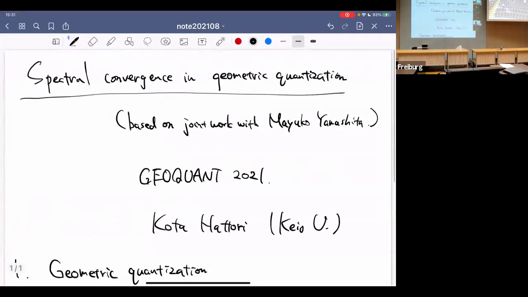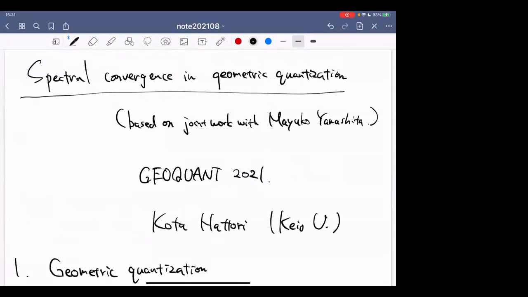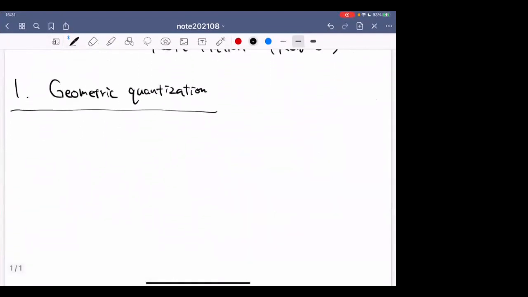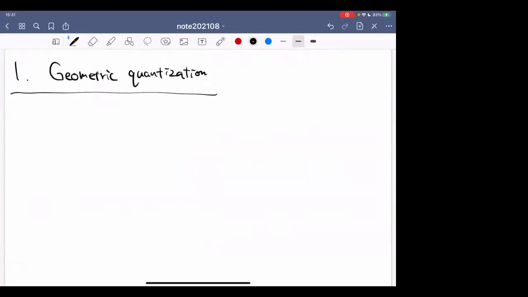I'd like to use the whiteboard. The title is Spectral Convergence in Geometric Quantization. And I have 4 sessions, and my talk is based on joint work with Mayuko Yamashita at Kyoto University. Today, I will explain the fundamental notions of geometric quantization, the fundamental definitions and the basic settings.